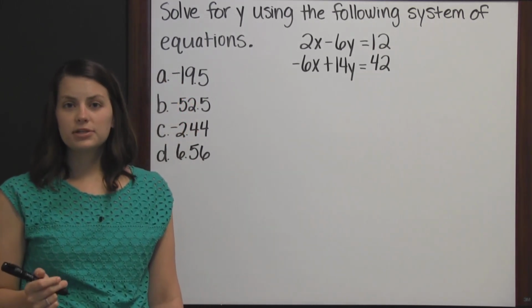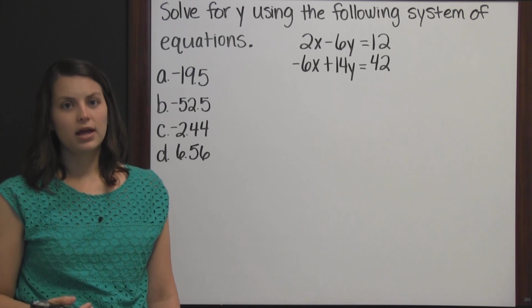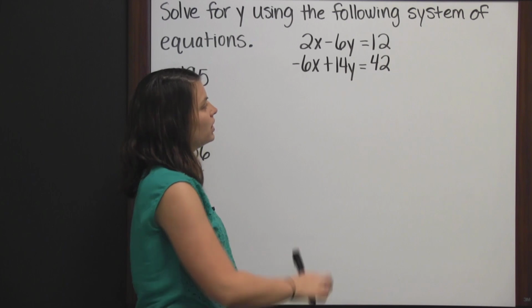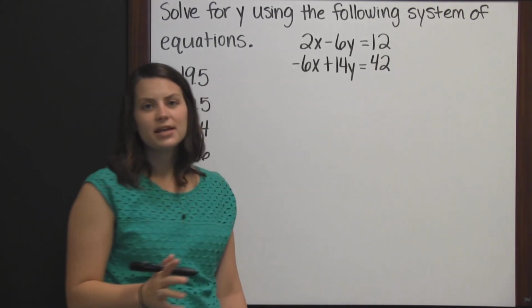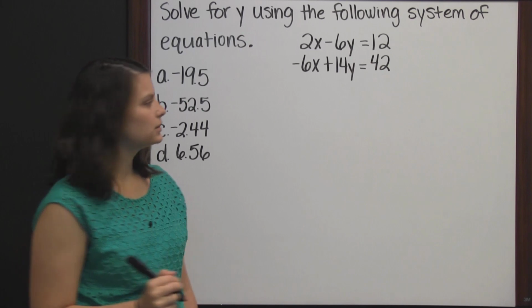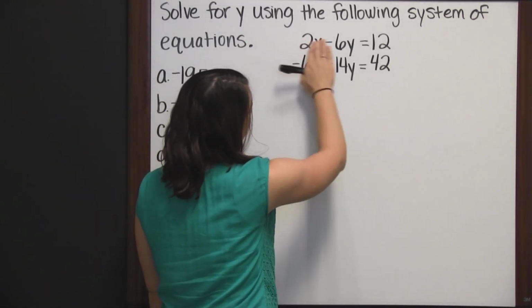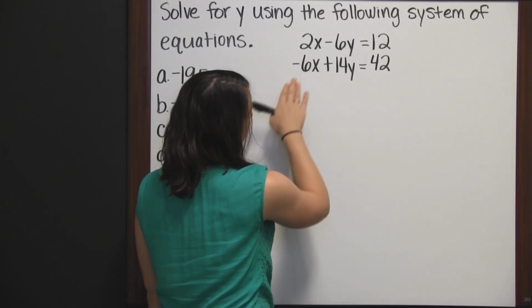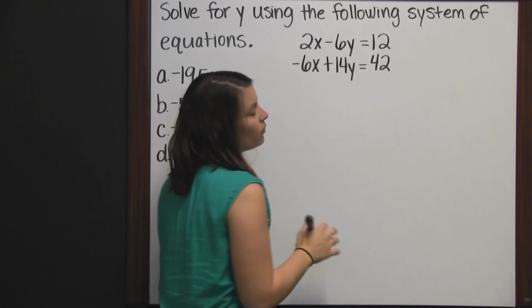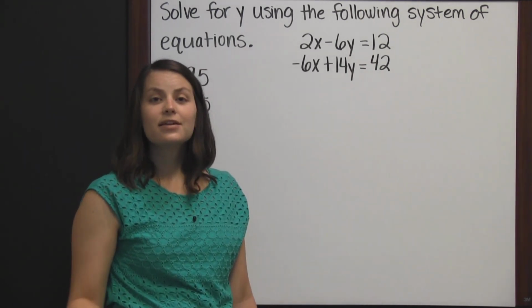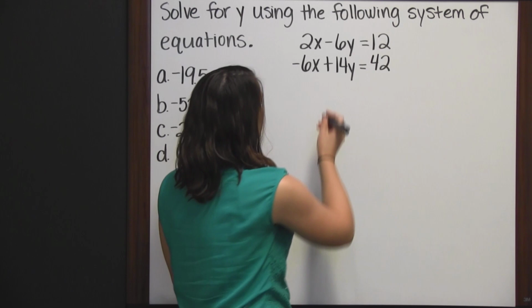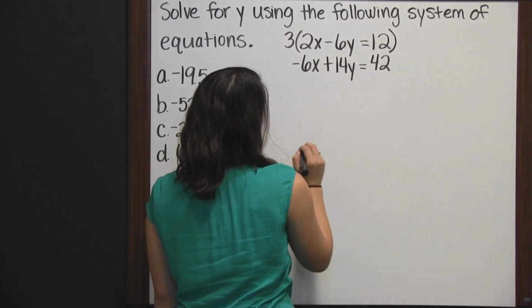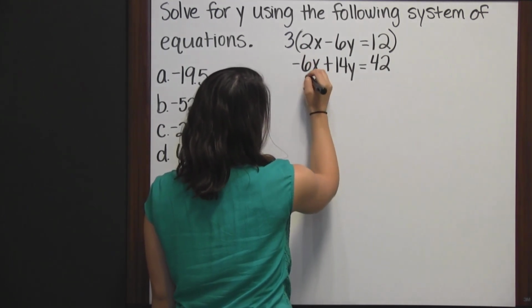But you can also use substitution or elimination. And it's really your choice which one seems the best for the situation. In this situation, elimination seems to be the easiest choice. Because if I multiply this top equation by 3, I'll have a positive 6x term and a negative 6x term that will eliminate, thus allowing me to solve for y. So I'm going to multiply this entire top equation by 3. 3 times 2x is 6x.